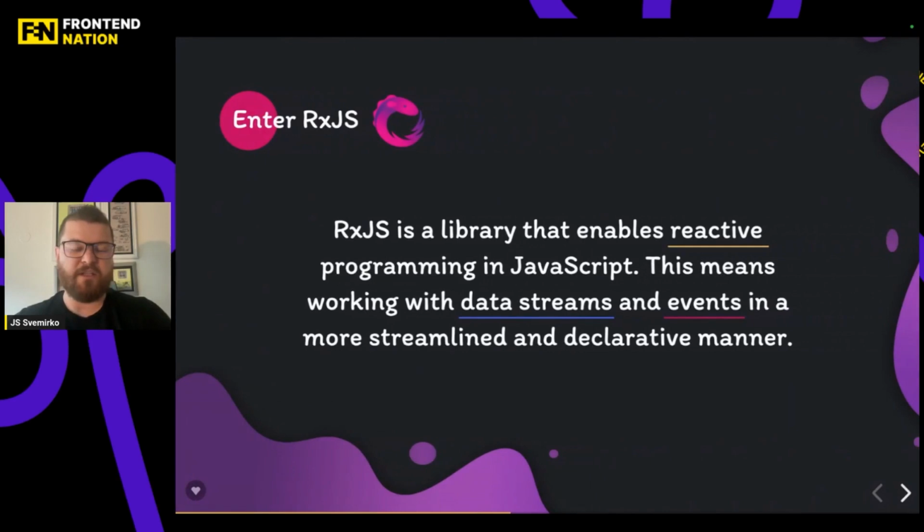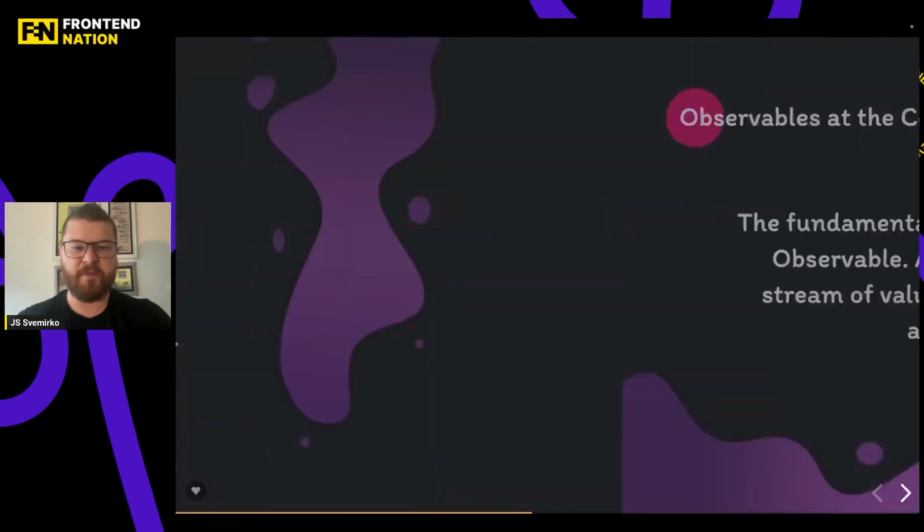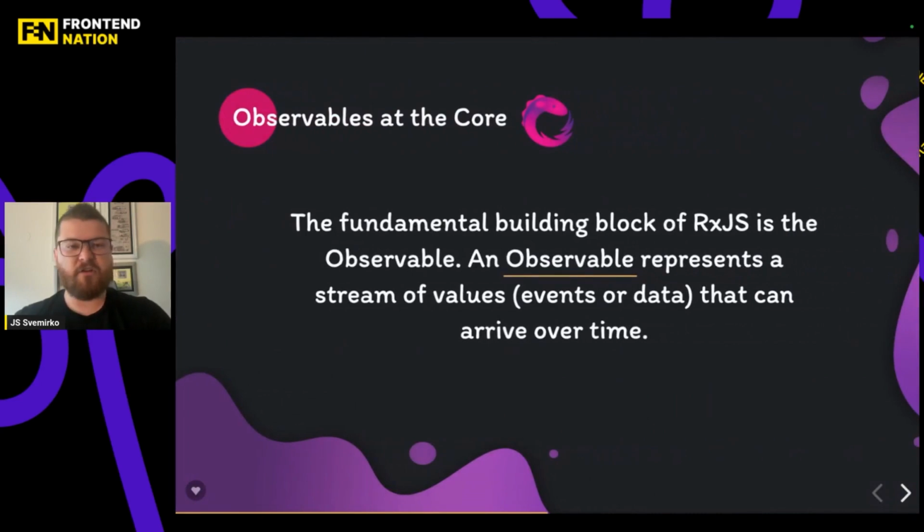But what we can do in the meantime for React, RxJS has entered the chat. RxJS is a library that enables reactive programming in JavaScript. It's framework agnostic and library agnostic, so we can use it with React. This means that we can work with data streams, data flows, and events in a more streamlined and declarative manner. And at the core of RxJS is a data structure called an observable. An observable is a stream of values that comes over time, and we can react to that change.